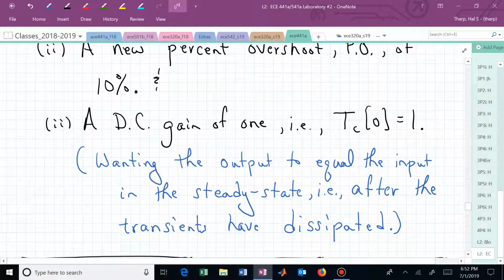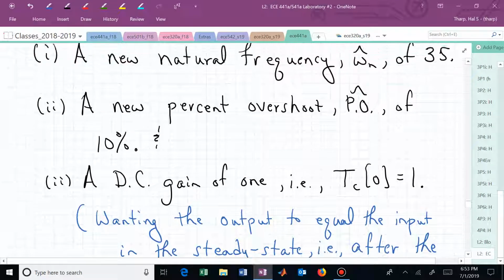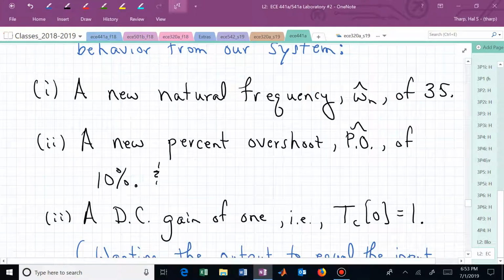That means that we want the output to track the reference input exactly if we have a DC gain of 1 after all of the transients have died down or the transients have dissipated. We want 3 things to now be achieved. And remember, we actually had 3 independent gains to play with, and we were assuming that we had independent access to the position signal and the velocity signal. In lab number 3, we won't make that assumption.